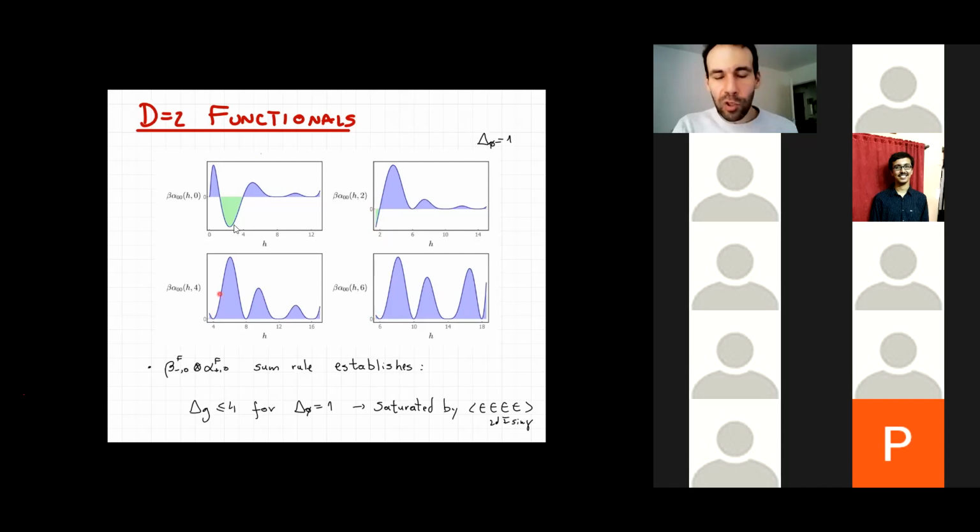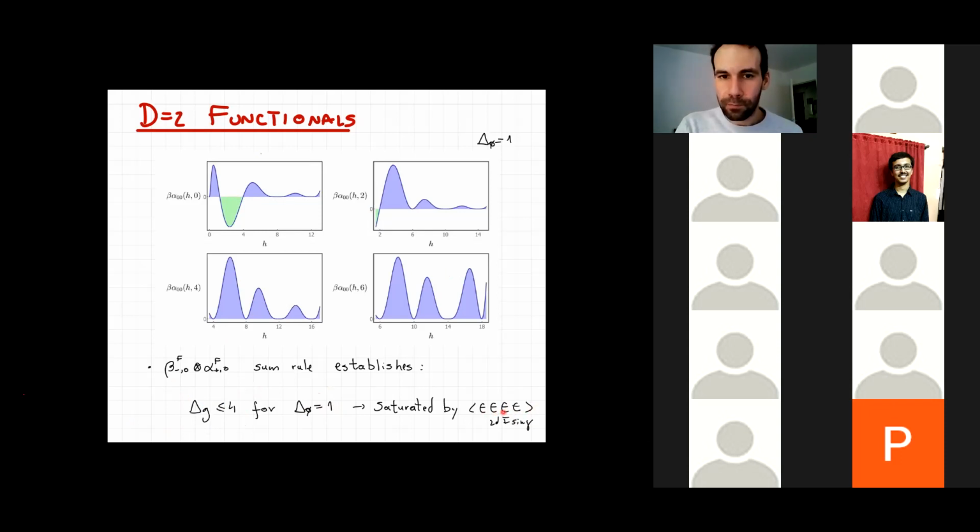So the conclusion is that if you want to satisfy the sum rule corresponding to this functional, there will be just a bunch of positive contributions, and they will have to be canceled by a negative contribution, which will have to live here. And so when delta phi equals 1, you establish a rigorous upper bound that tells you that the gap in the scalar channel has to be smaller or equal than 4. And this is optimal, because it's precisely saturated by the correlator that I mentioned, the 2D Ising 4 epsilon correlator.